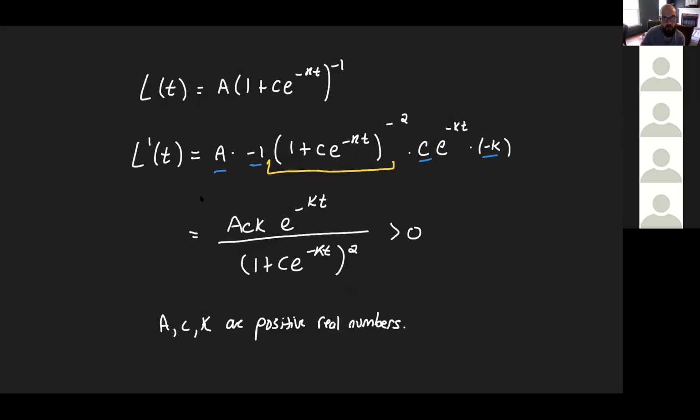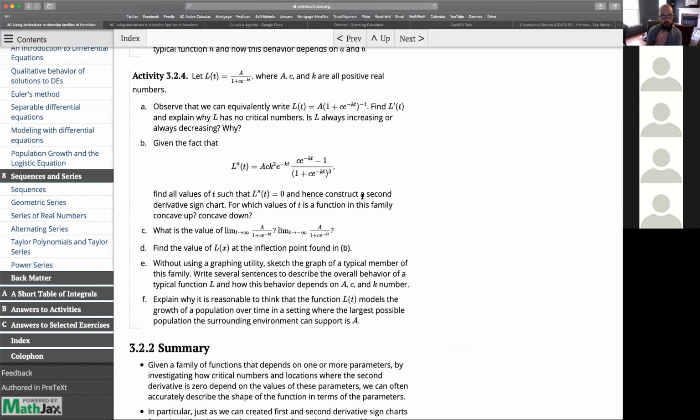All right, so let's jump back and see our next question. Our next question says, given the fact that our second derivative is this mess, the book is giving us this second derivative. We don't have to take this. They're telling us this is what the second derivative looks like. We want to know when this function is concave up and when it is concave down. So when is it concave up? When is it concave down?